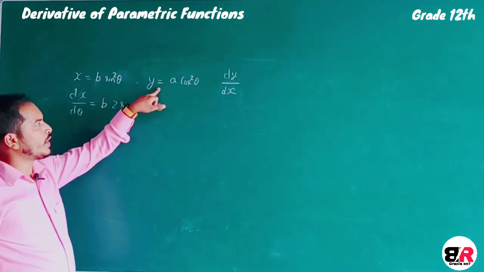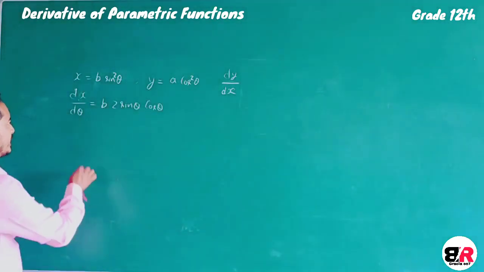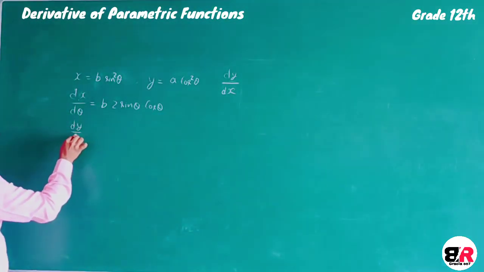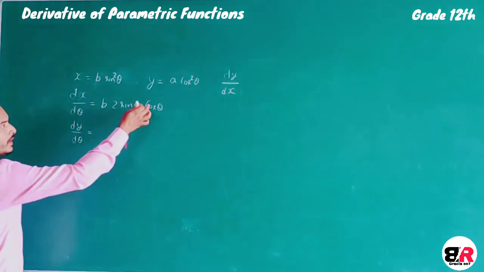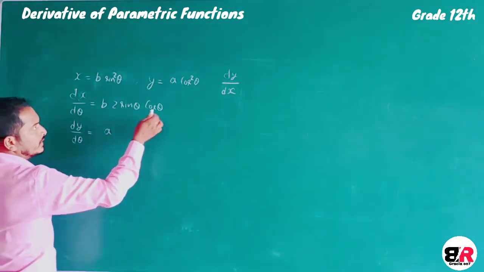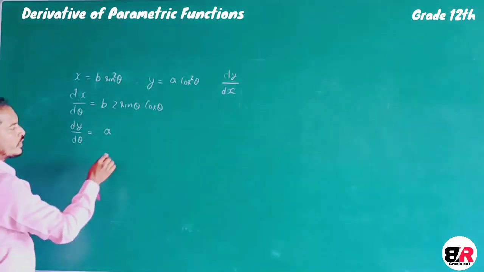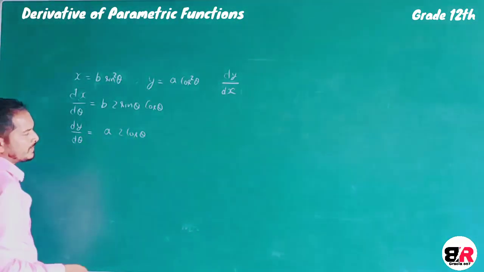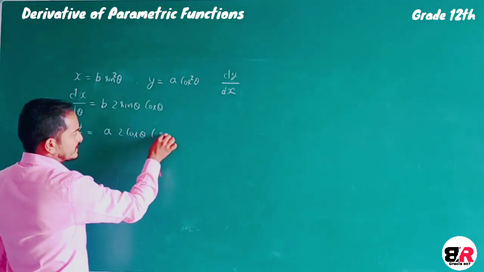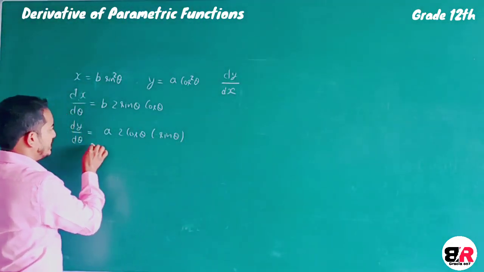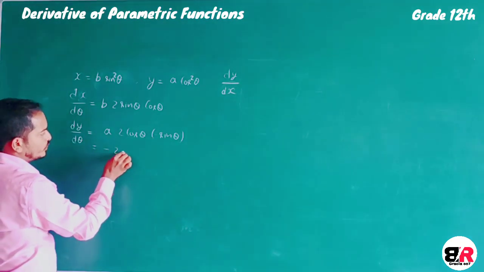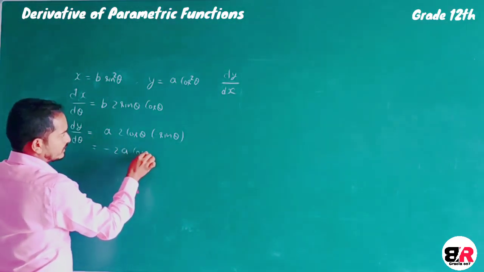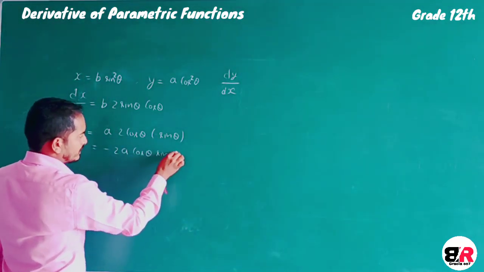Now differentiate y with respect to theta, then dy by d theta is equal to a, a is constant. Now differentiation of cos square theta is 2 cos theta. Now differentiation of cos theta with respect to theta is minus of sin theta. It will be minus 2a cos theta into sin theta.